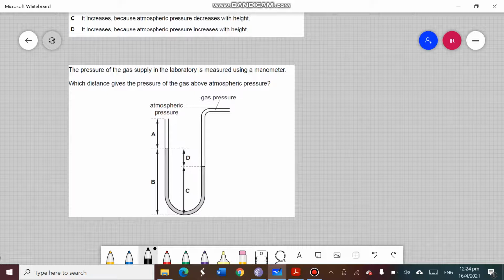So which distance is giving the pressure above atmospheric pressure? Think of it for a few seconds. Read the question again and think of the answer. Which one should be above atmospheric pressure here?